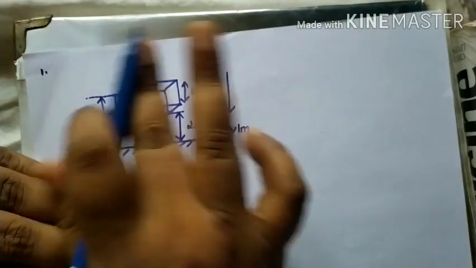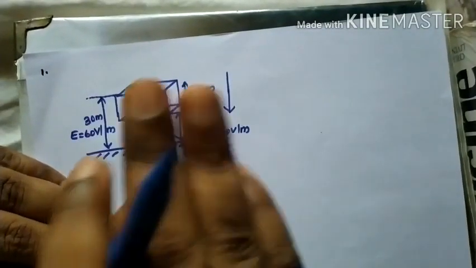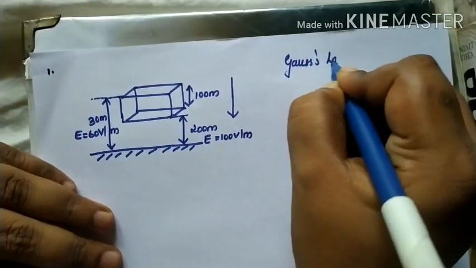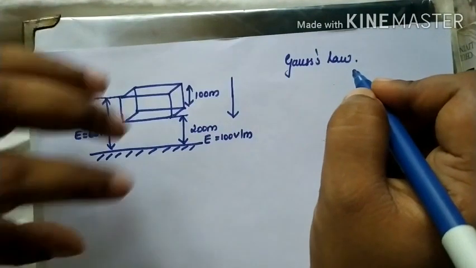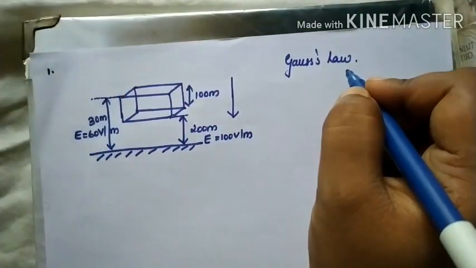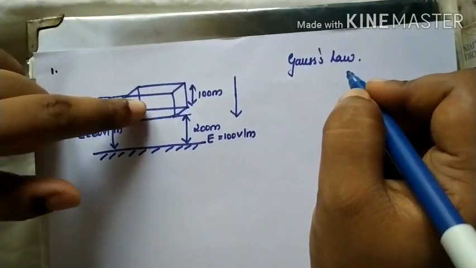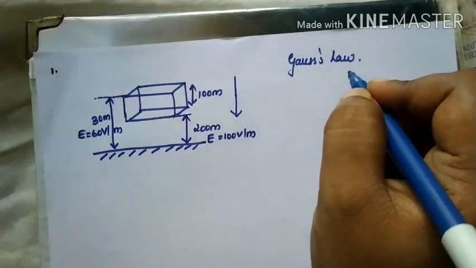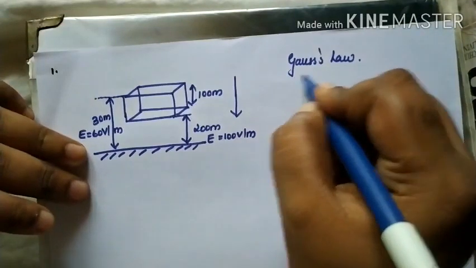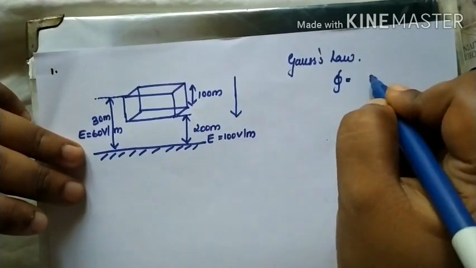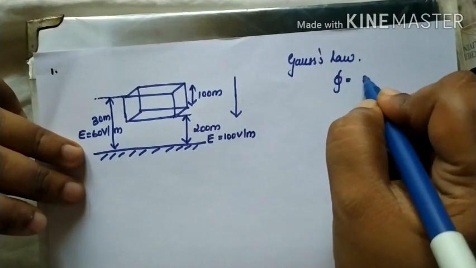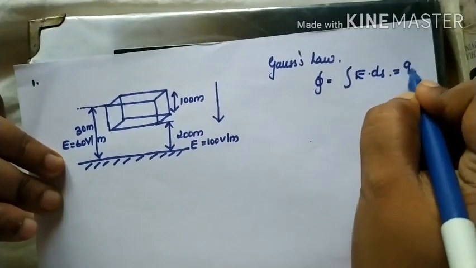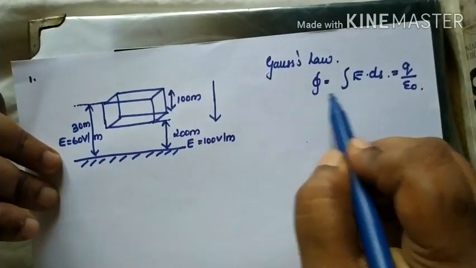Now, whenever there is a cube or a closed surface, which law should come into your mind? That is Gauss's law. Now you are asked, for the cube placed at a particular height, what will be the net charge inside this cube? Now that you have the scenario, let's solve the question. So what is Gauss's law? Flux phi enclosed in a surface is the integral of E dot ds, that is equal to Q by epsilon naught. Phi is equal to Q by epsilon naught.